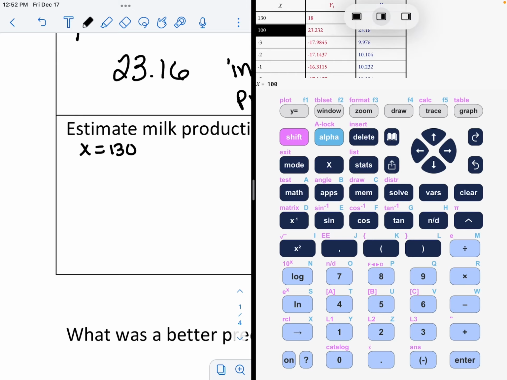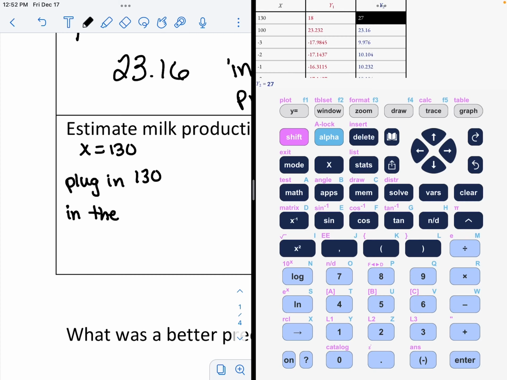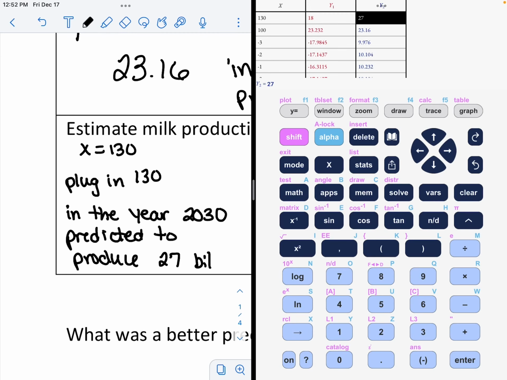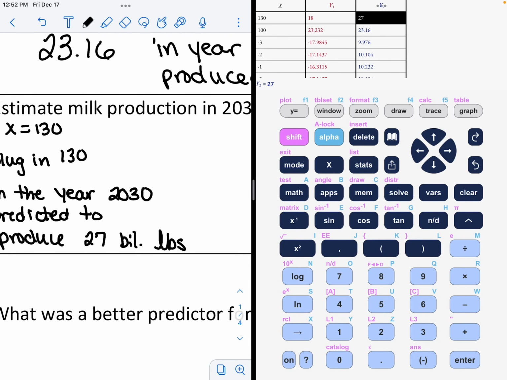And remember over here, this blue one, that's my linear model. So if I were to plug in 130, or substitute in would be my big girl word, that would say that in the year 2030, they were predicted, remember this is the future, it's a prediction, predicted to produce, well, how much? 27 billion pounds of milk. That doesn't sound so outrageous.